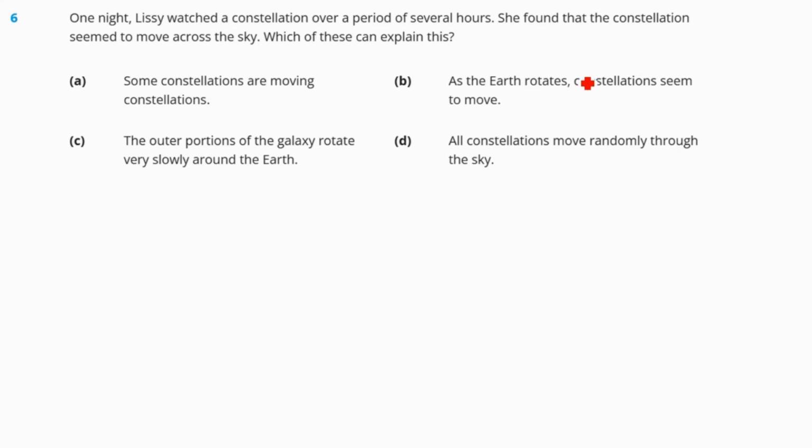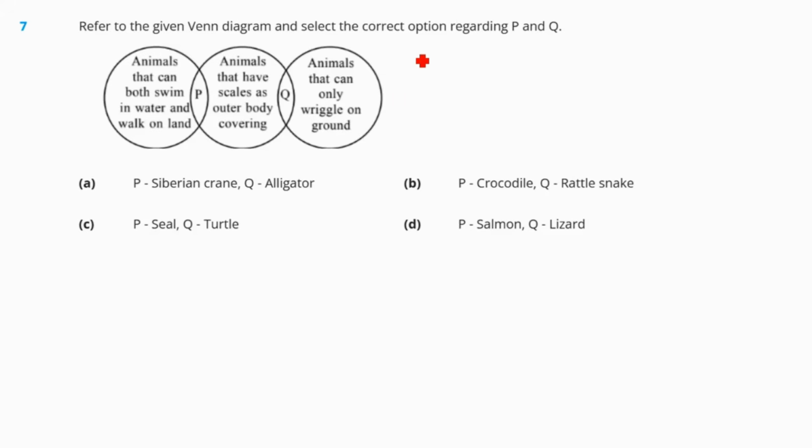This is the correct explanation because the Earth is always moving on its axis. So as the Earth moves, the constellation also seems to move. So this is our correct answer, and the proper explanation of why the constellation seemed to be moving across the sky.